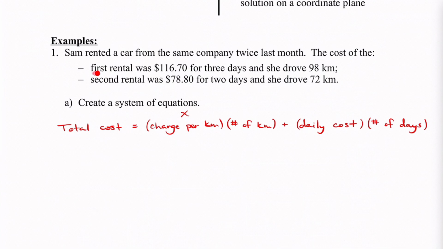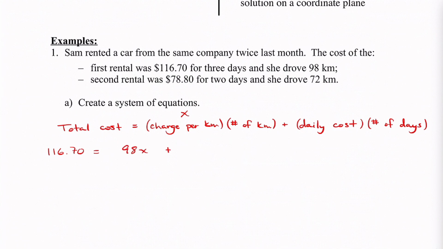Our first rental gives us our first equation. The total cost for that one was $116.70, which equals the charge per kilometer, x, times the number of kilometers. For that one it is 98 kilometers, so x times 98. But rather than writing x times 98, I can just say that is 98x.